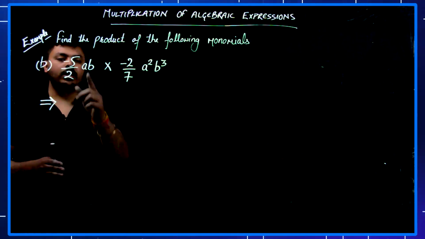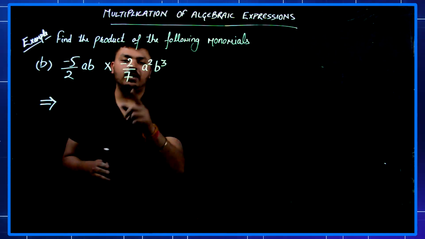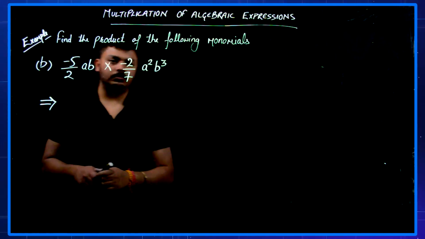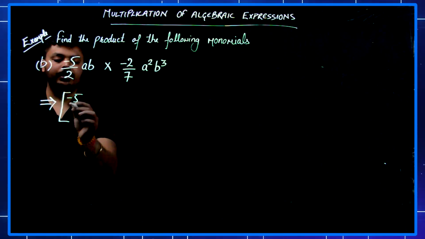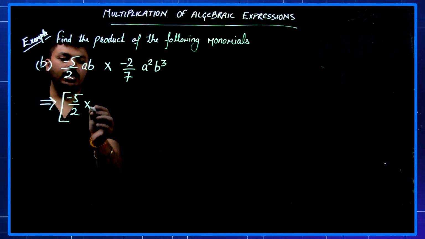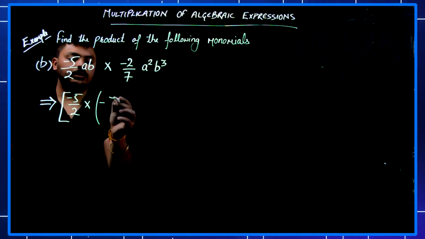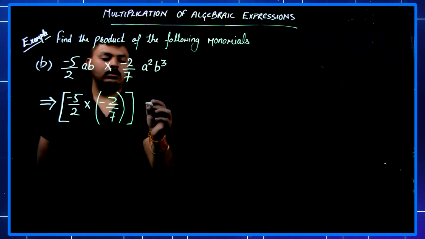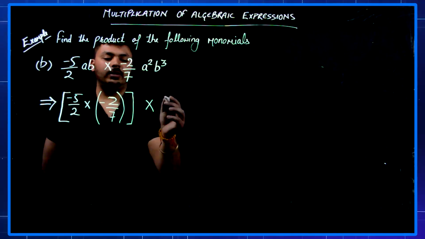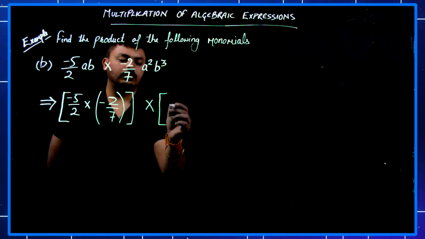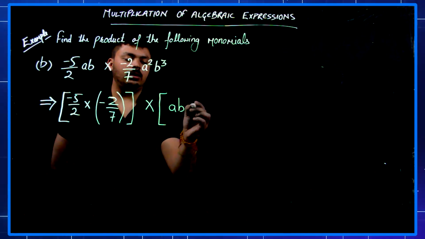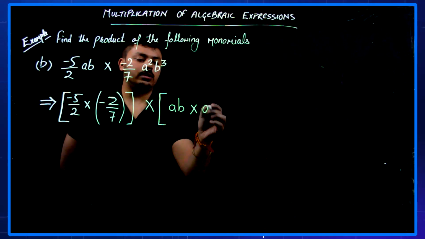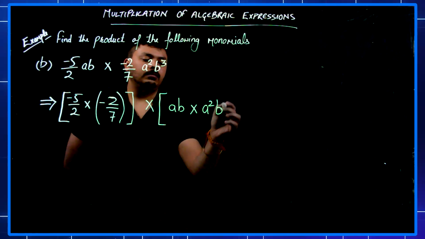Minus 5 by 2 ab multiplied by minus 2 by 7 a square b cube. Minus 5 by 2 multiplied by minus 2 by 7, into the product of their variables, ab into a square b cube.